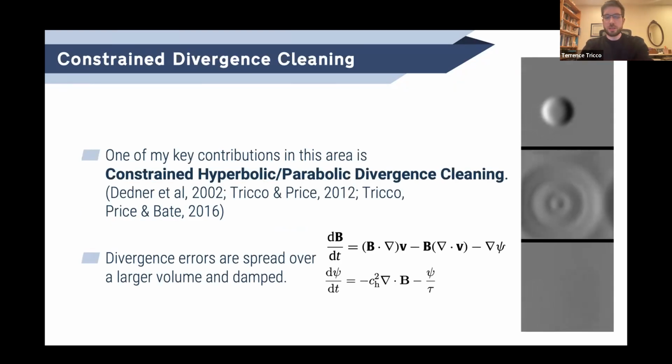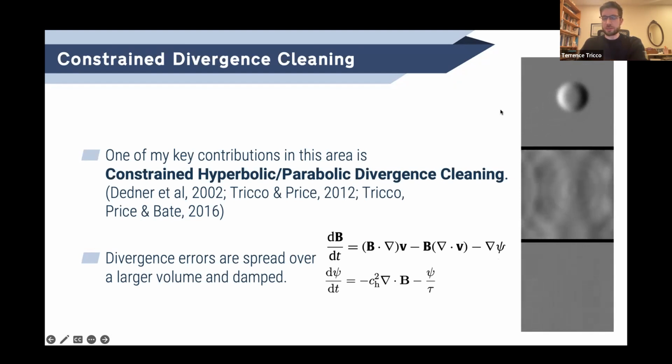And this has been one of the key contributions of my research in this area, and it's what I did a lot of work on with Daniel when I was doing my PhD. We developed this divergence cleaning method for SPMHD. This is based on an earlier method by Dedner in 2002, where they add this new psi field here, and they couple this to the magnetic field. And you can see psi grows based on div B.